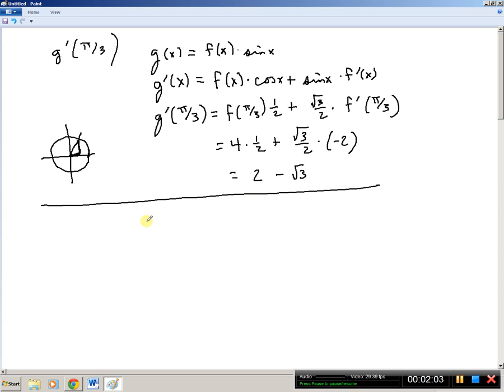Number 2, you're supposed to figure out where the graph of e to the x cosine of x has a horizontal tangent line. Well, that would mean where the derivative is equal to 0. So we calculate the derivative of this thing, again with the product rule. So we get the first times the derivative of the second. Derivative of cosine is going to be minus the sine.